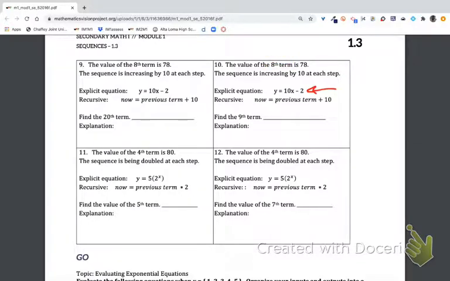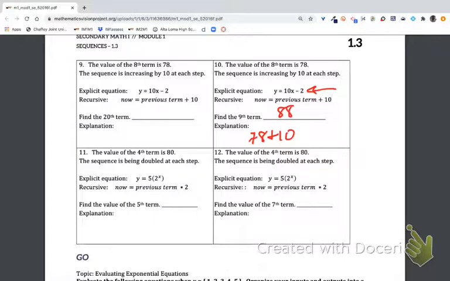So I could say that 78 plus 10 should give me 88. Now, if you think that the explicit equation is going to be easier for you to use, try to think about which one is going to be most effective for you.